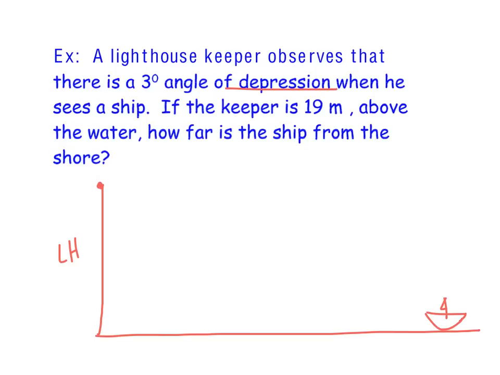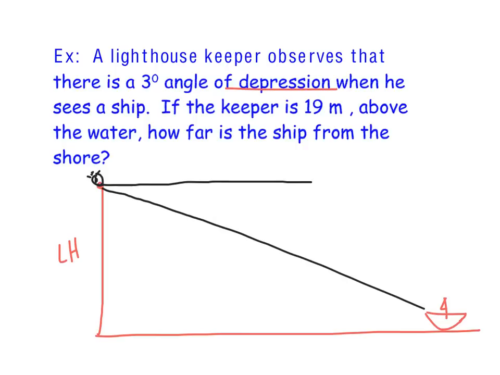It says there's an angle of depression. So the first thing you do is draw your horizontal line of sight. And then from this point, he is going to look down and see the ship. So this angle between your horizontal line of sight and the boat is 3 degrees. It also tells you he is 19 meters above the water. Here you have to figure out how far the ship is from the shore. This would be your distance x.